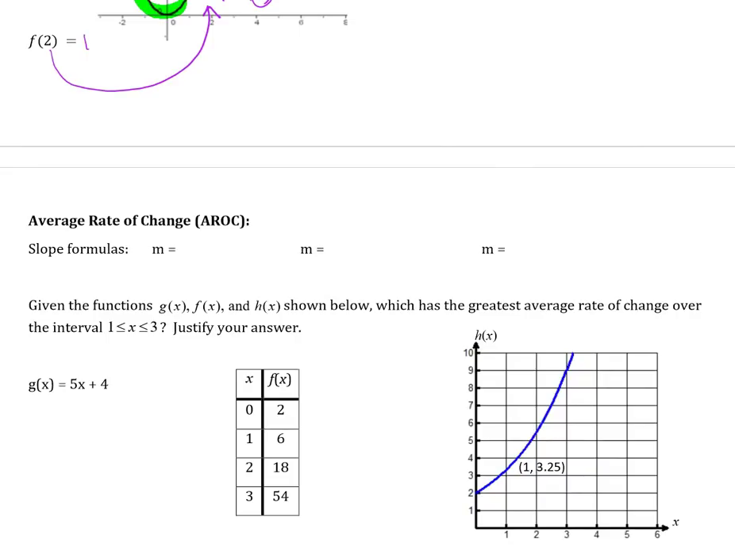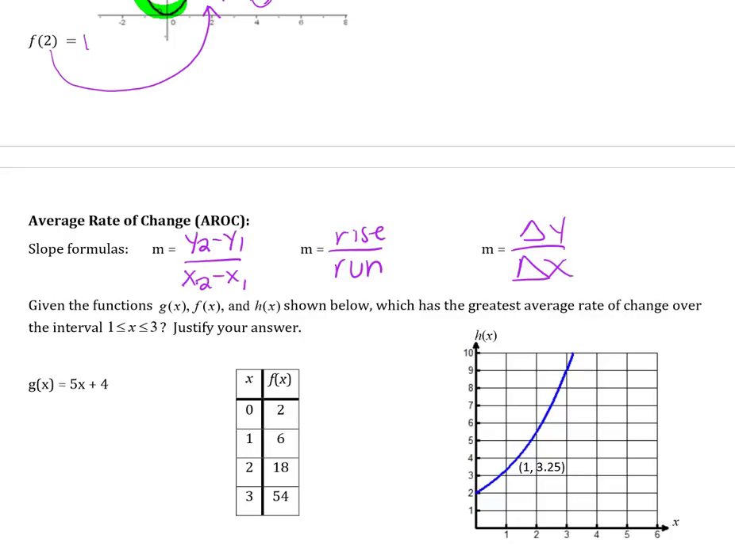Average rate of change is calculated by doing our slope formula. Remember, slope is y2 minus y1 over x2 minus x1. Please do not forget that. If you switch the x's and y's, historically you've lost 50% of credit on questions, so please make sure you don't mess that up. Sometimes we think about it instead as rise over run, or we also have done delta y over delta x, so change in y over change in x.